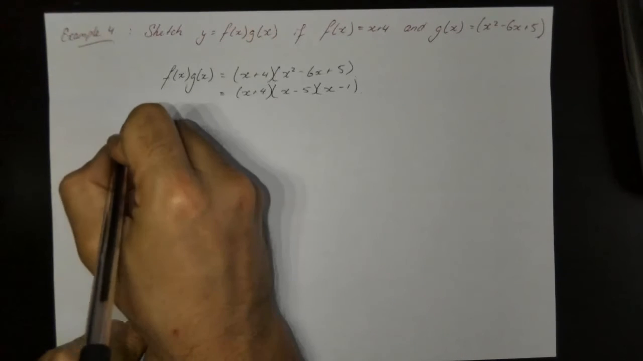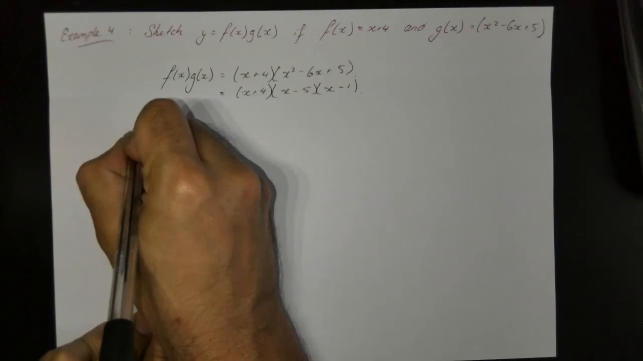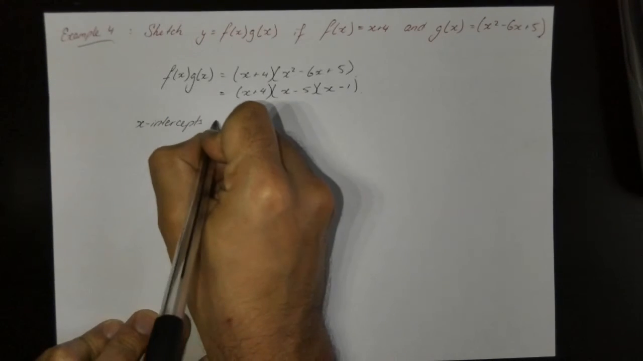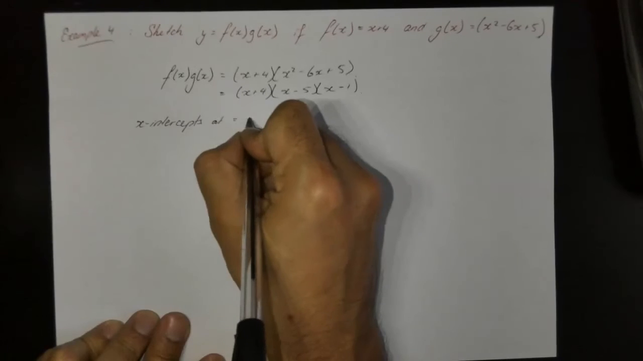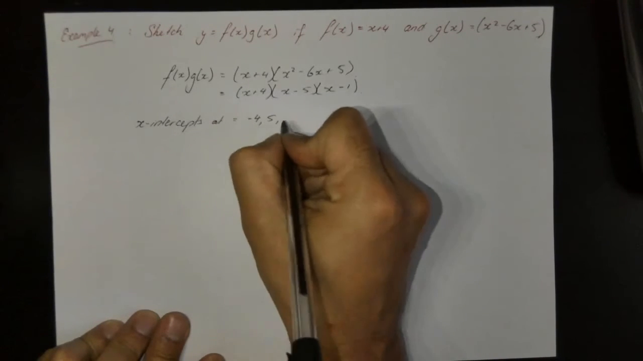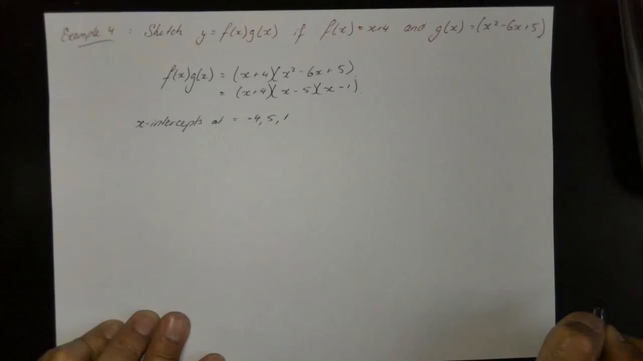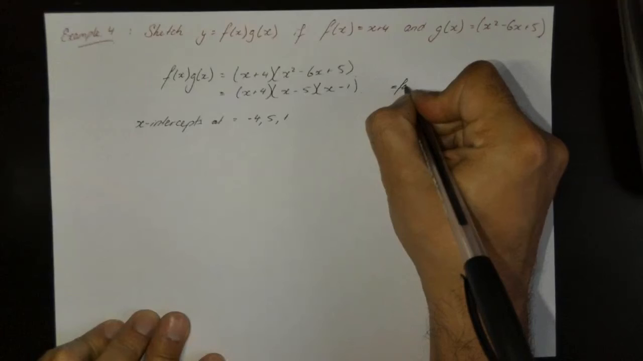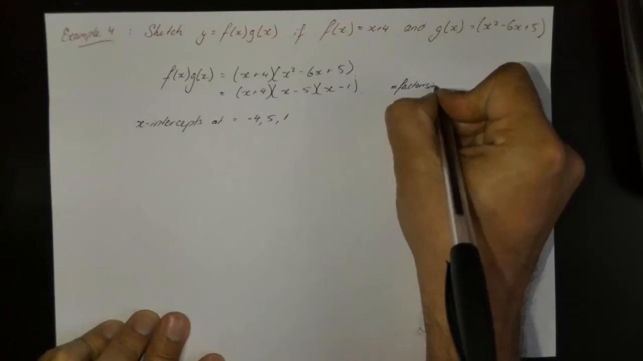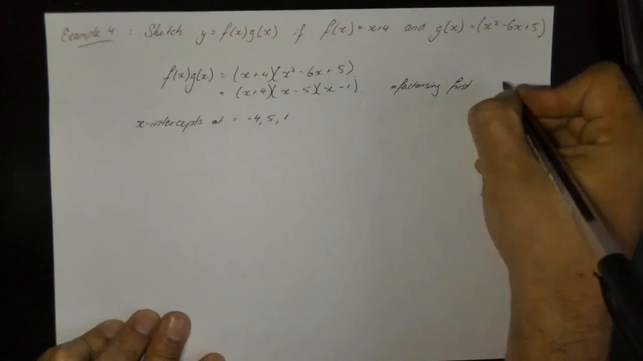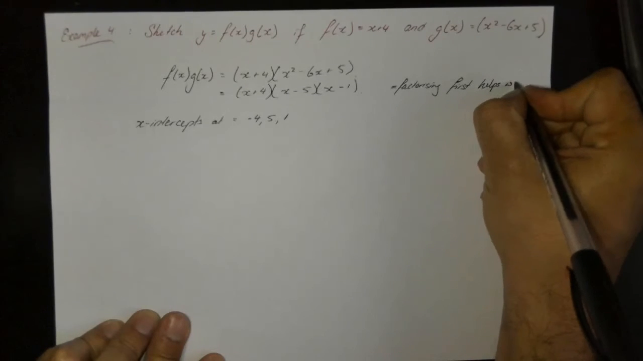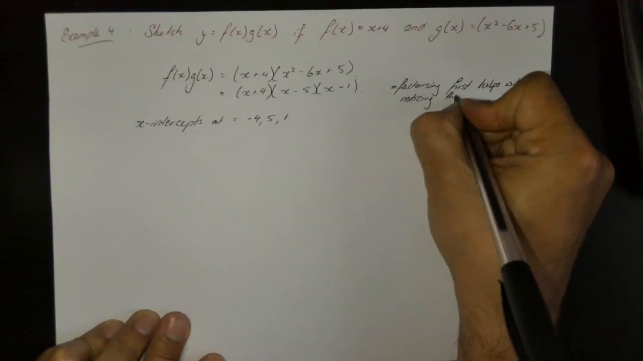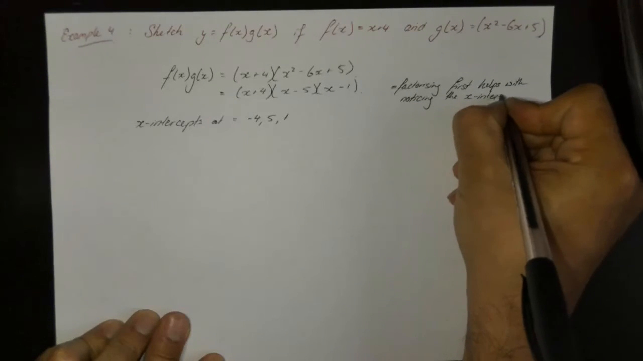Okay. So here we have our x-intercepts at negative 4, positive 5, and positive 1. Okay, and obviously factorizing first helps with noticing the x-intercepts rather than going towards expanding.